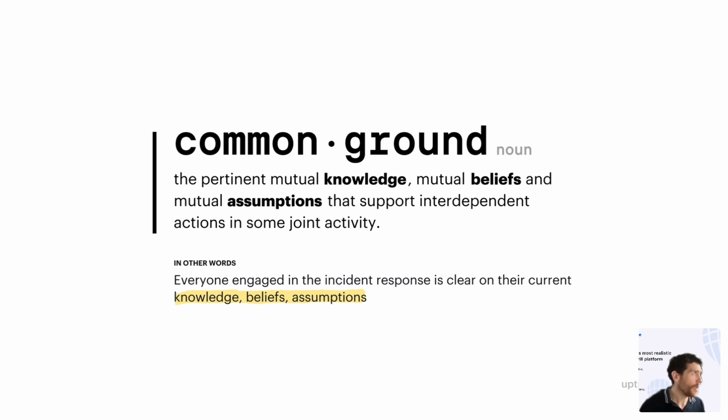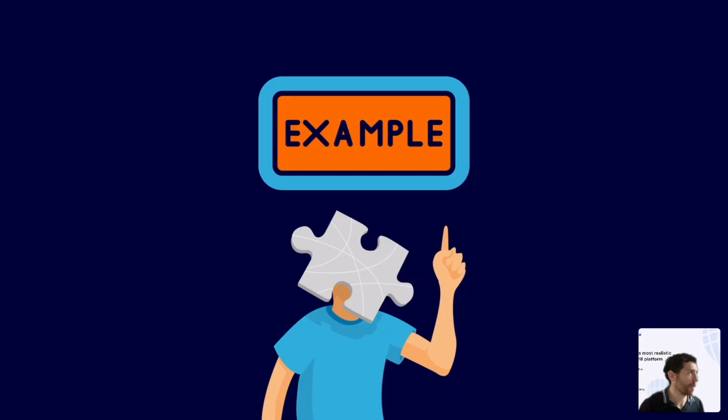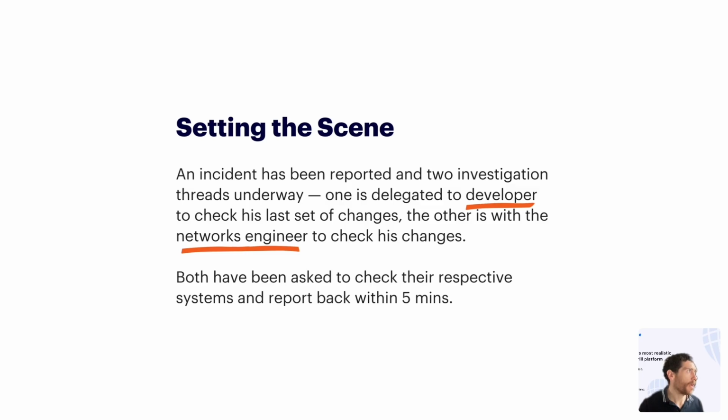Let me wrap this session up by giving you an example. Let's set the scene. An incident is reported, and there are two investigation threads on the way. One is dedicated to a developer to check his last set of changes. The other is a networks engineer to check their changes. Both have been asked to check their respective systems and report back in 5 minutes. As you digest that, if we break it down, what does common ground mean for this?